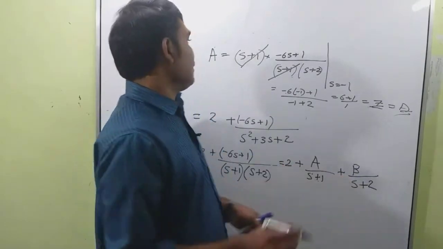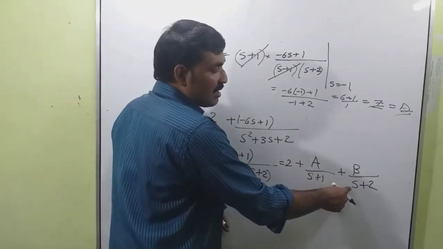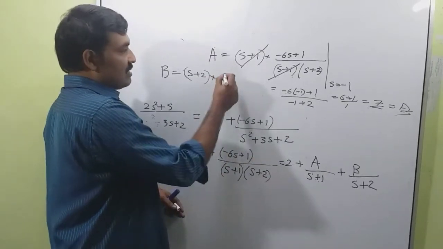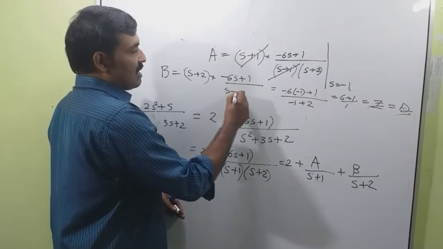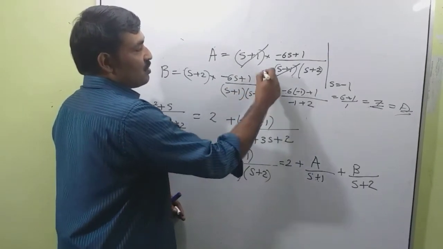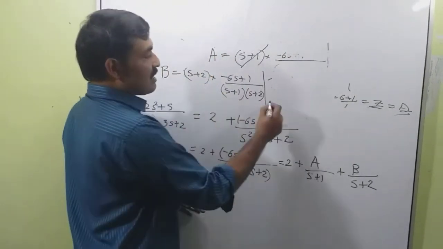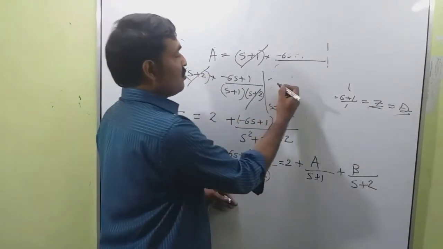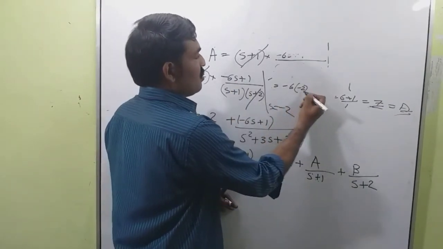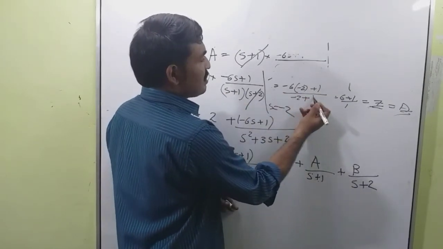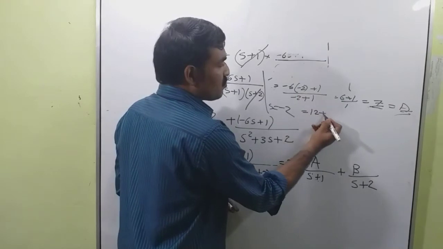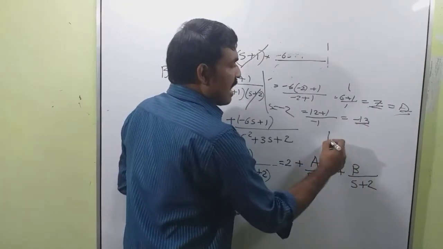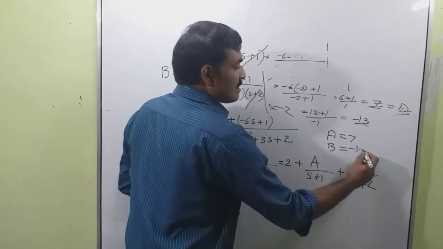Now we want to find the value of B. B is given by the pole at s equal to minus 2. So s plus 2 into this entire portion, that is minus 6s plus 1 divided by s plus 1 into s plus 2, evaluated at s equal to minus 2. Here s plus 2 and s plus 2 get cancelled, and put s equal to minus 2 in the remaining terms. So this is equal to minus 6 into minus 2 plus 1 divided by minus 2 plus 1. So this is equal to minus 6 into minus 2, that is 12 plus 1, divided by minus 2 plus 1, that is minus 1. So that is equal to minus 13. So A is equal to 7 and B is equal to minus 13.